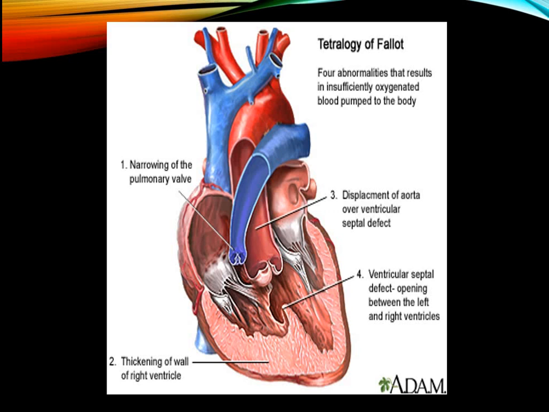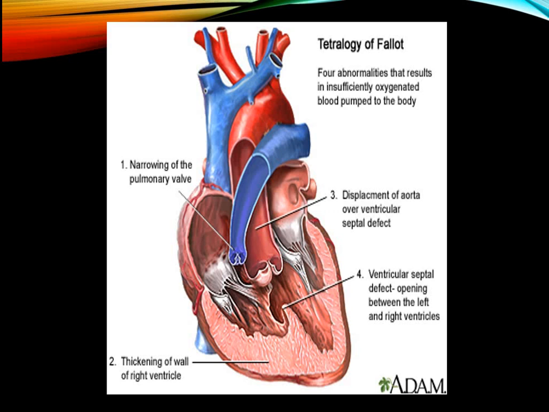Mainly we have large VSD. Secondly, we have overriding of aorta. That's the aorta is located over the interventricular septum, and it will receive the blood from both the right and the left ventricle, not as usual where it is receiving the blood only from the left ventricle.